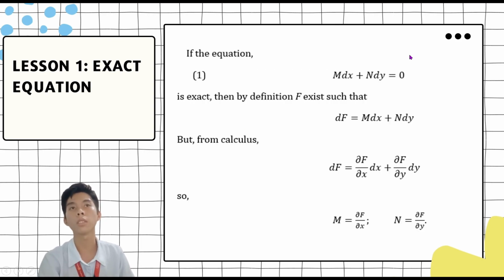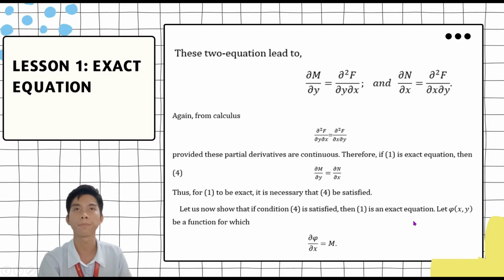If equation 1, M dx plus N dy is equal to 0, is an exact equation, then by definition a function exists such that df is equal to M dx plus N dy. However, in calculus, df is equal to the partial derivative of the function with respect to x times dx plus the partial derivative of the function with respect to y times dy. So M is equal to the partial derivative of the function with respect to x, and N is equal to the partial derivative of the function with respect to y.